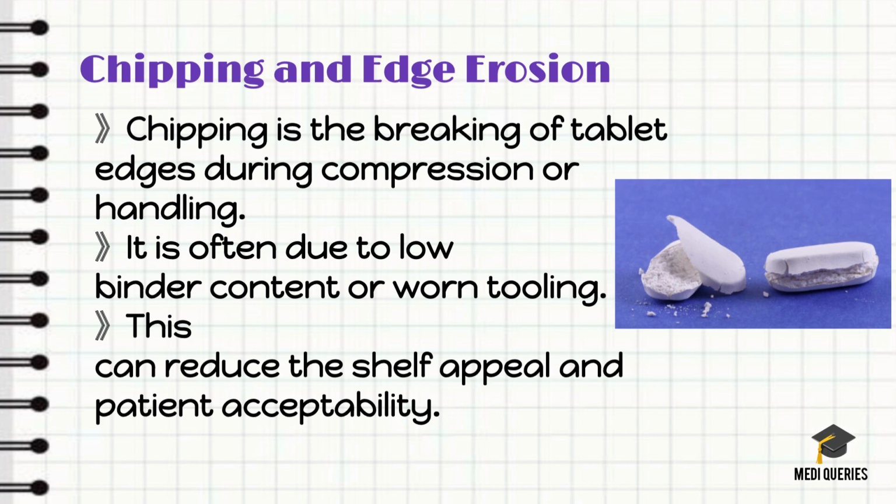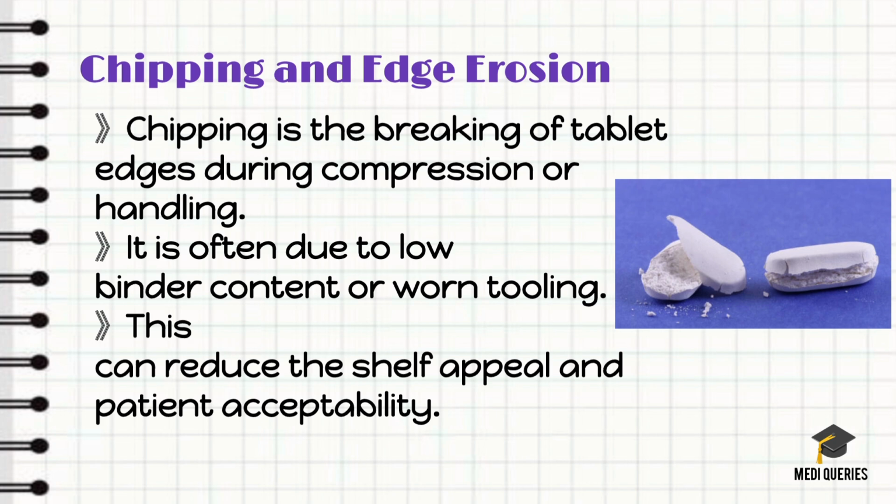So to prevent chipping, ensure proper lubrication, maintain equipment, and optimize the granule hardness and moisture here. The use of anti-chipping agents and rounded tooling can also help to reduce this edge erosion. The chipped tablets often fail friability tests and may not meet the aesthetic or structural standards here. Such defects are unacceptable in high-precision or coated tablets.